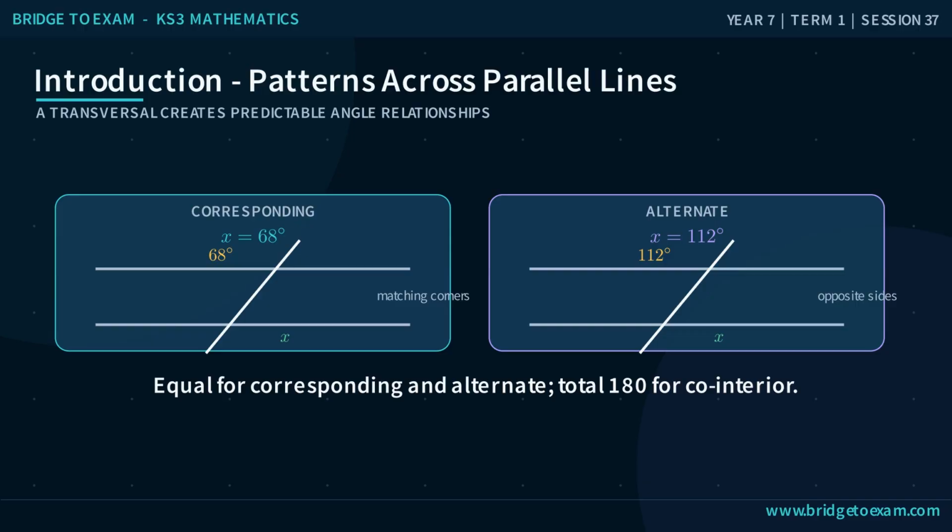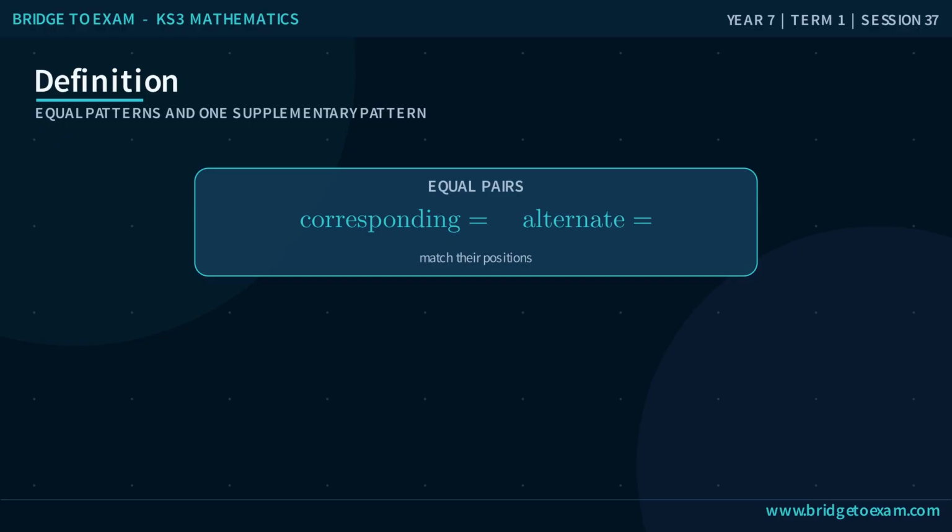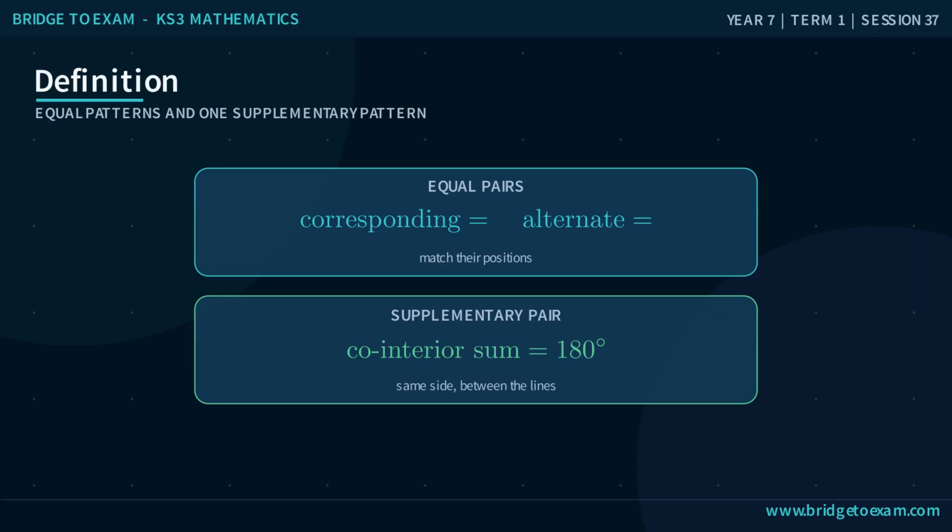By the end, you'll identify each relationship, calculate missing angles, use vertically opposite angles when needed, and solve algebraic parallel line problems. Corresponding angles occupy matching corners and are equal. Alternate angles lie between the lines on opposite sides of the transversal and are equal. Co-interior angles lie between the parallel lines on the same side of the transversal and add to 180 degrees.